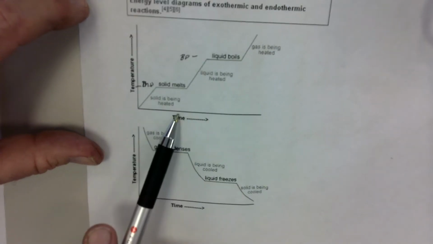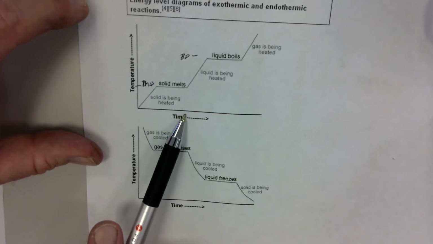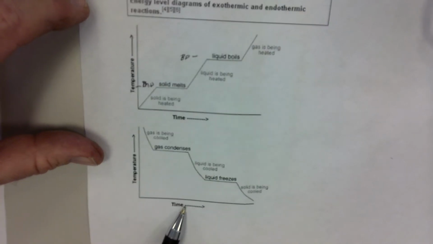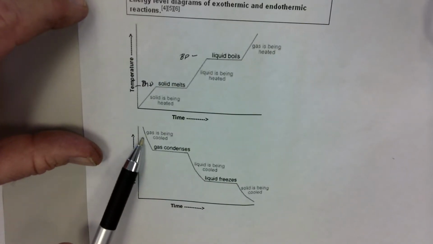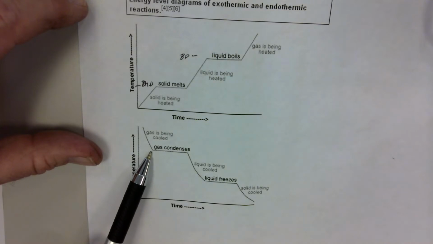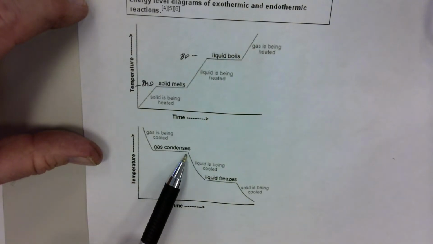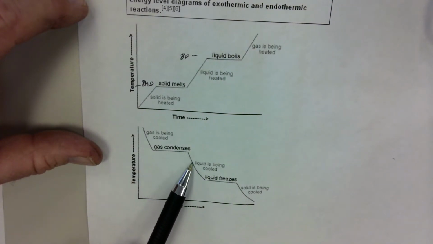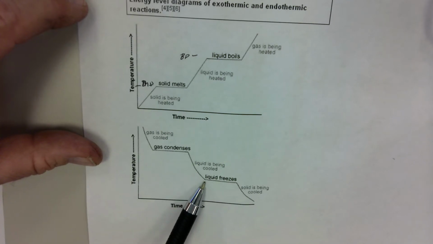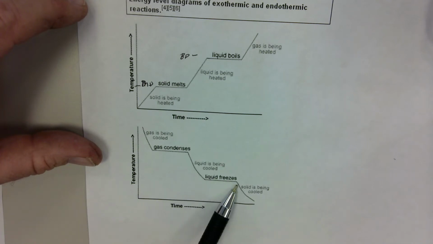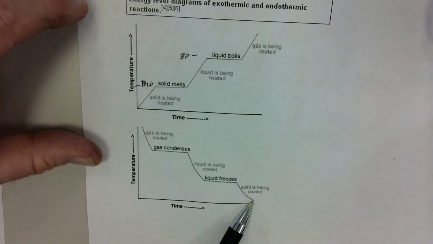So going back to the first one, this is of course an endothermic process, and the cooling curve is an exothermic process. The gas has to release heat to cool down, and then it's going to release more heat as it condenses, and more heat as it cools down to the freezing point, which is the same as the melting point. Then it's going to release energy as it solidifies, and then release more energy as it becomes a cold solid.